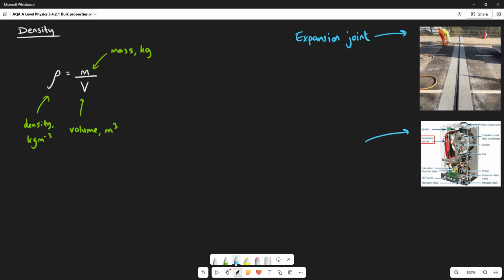In a boiler, we have an expansion vessel, allowing the water in the heating system to expand safely without rupturing the pipes.